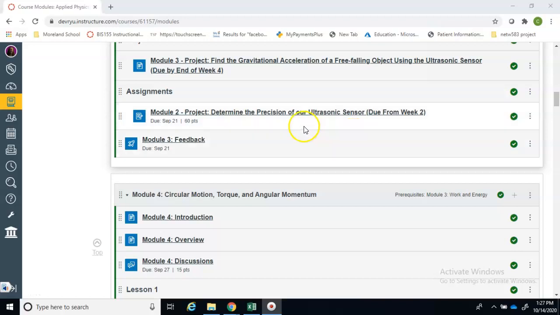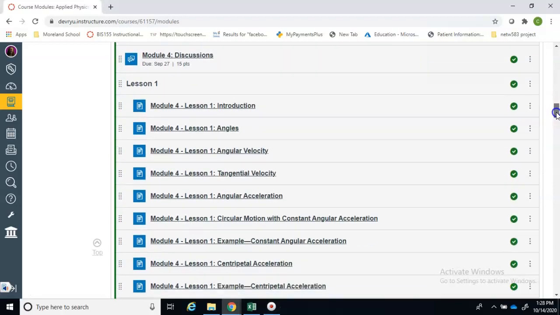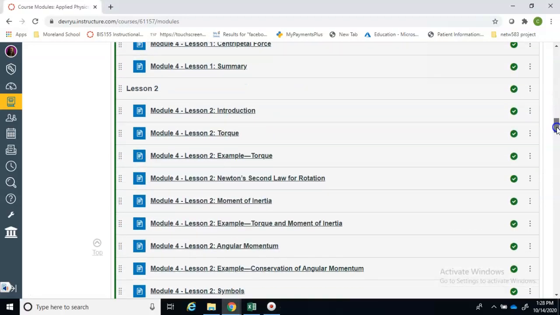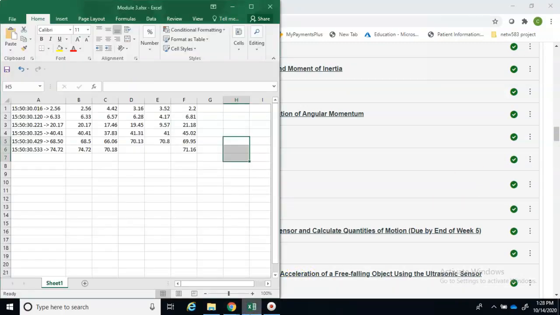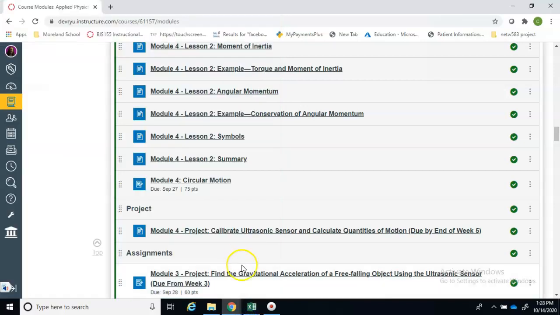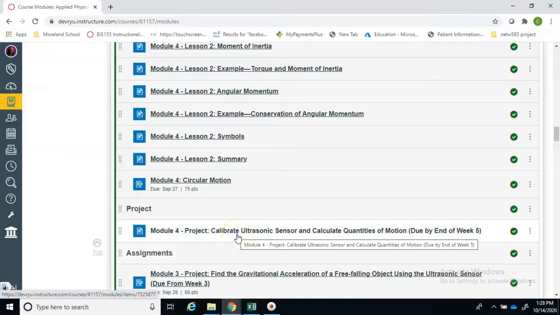Okay, so we finished up module three. Sorry, no, once we finish up module three, we come to the bottom of module four to submit module three, and then we're going to use our data from module three in our module four lab.